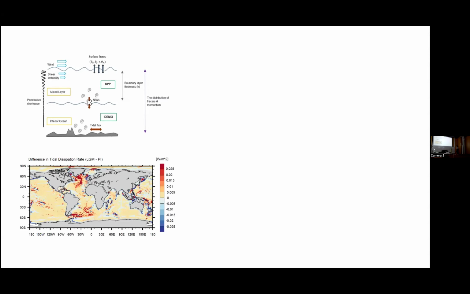Here I'm showing the difference in our bottom-forcing tidal dissipation field. Now you don't see me, but this is the difference in the tidal dissipation rate between LGM and PI. This is what we use. As you see here, in general, the LGM has more tidal energy in the deep ocean at the bottom than PI, especially over the rough bathymetry, the places where we expect to see more internal wave breaking. So this was our input.